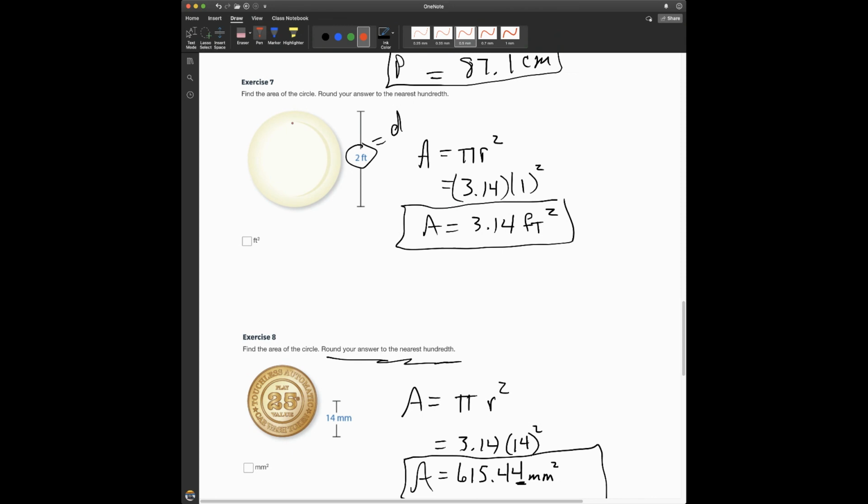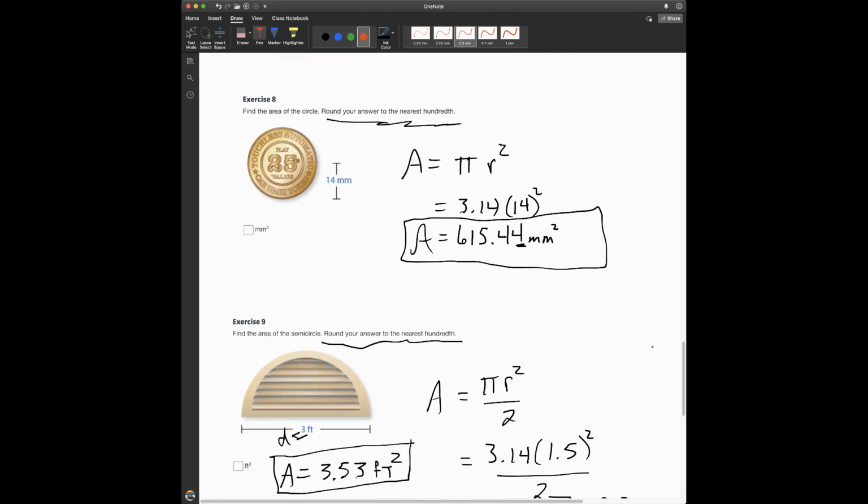For number 7, find the area of a circle. Round your answer to the nearest hundredth. So for the area, I need the radius, not the diameter. So I don't want to put 2 in here. That's the diameter. My radius is 1 foot. So I get an answer of 3.14 feet squared.